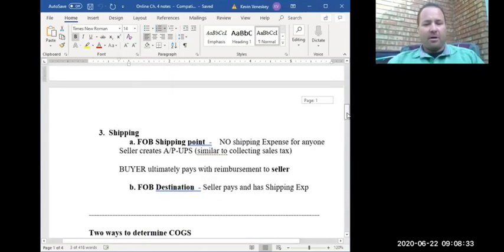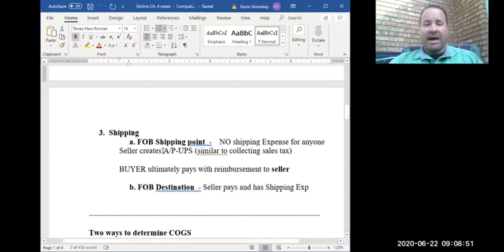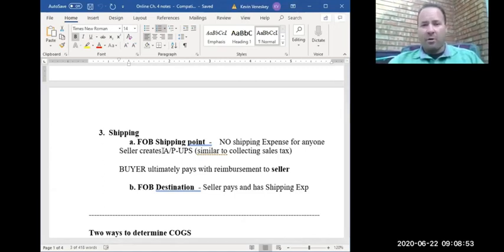And then our last new terms here, we're going to look at shipping, because shipping is definitely involved when you make a sale or if you're buying something, and we're going to see how we account for that. There are two different types of shipping that you can possibly have. It's either the buyer is paying for it or the seller is paying for it.